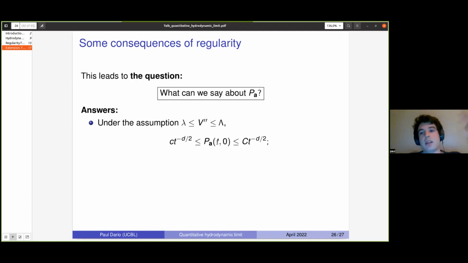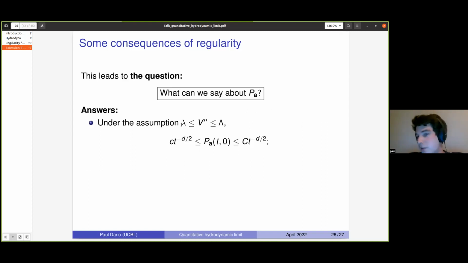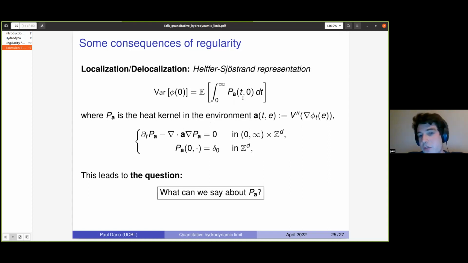So what we can say, and these are important results from John Nash from a few years ago now, is that PA of T0 is going to decay like T to the minus D over 2. And this is useful because you don't need any other results. You just need to know that A is between two values, small lambda and capital lambda, which is automatically satisfied if you make this assumption. Once you have this, you know that PA decays like T to the minus D over 2. You will also always know that it's bounded by 1. And so you can say, for instance, that in dimension 3 and more, this variance of phi of 0 is always bounded. And in dimension 2, you can also get precise information on how this object behaves.